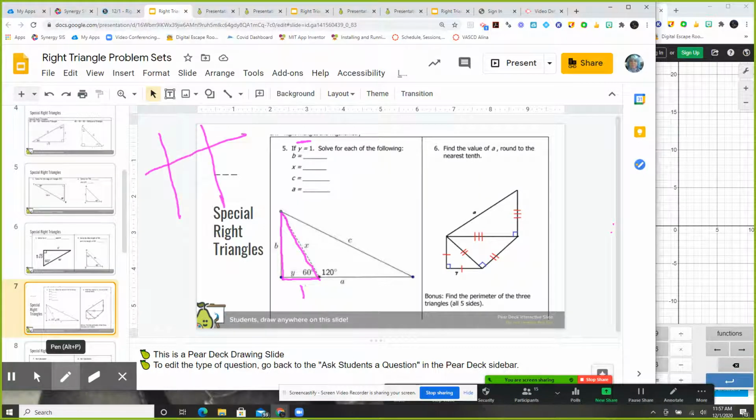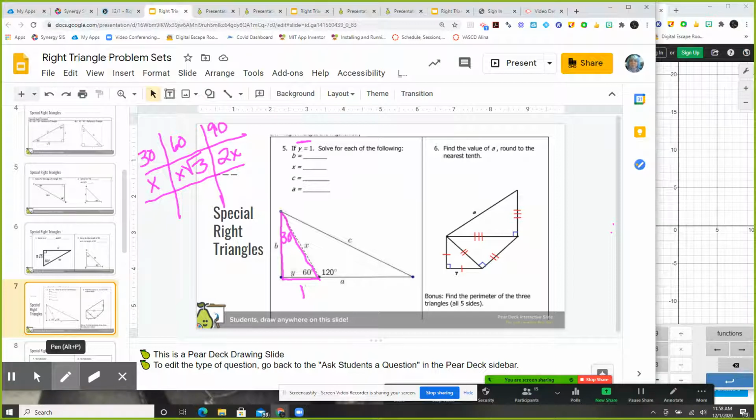Okay, so let me back up. Let's make our little hashtag. We've got a 30, 60, 90 triangle, right? Small, medium, large. The small side is always X. The big side is always 2X. And the medium side is always X times the square root of 3, because I've got 3 different angles. So for 30, 60, 90, it's going to be square root of 3. For 45, 45, 90, it's going to be square root of 2.